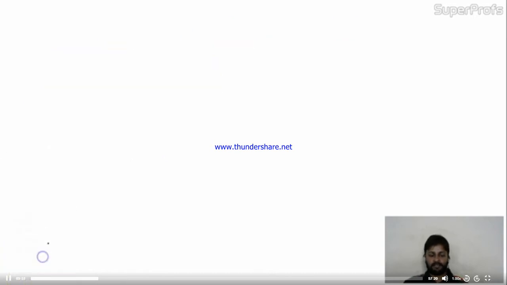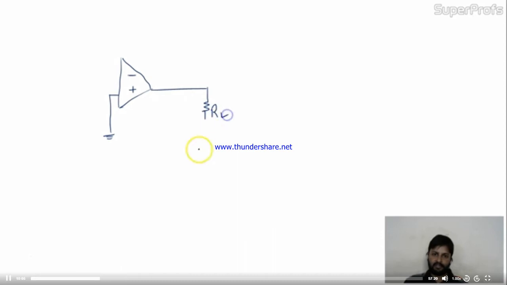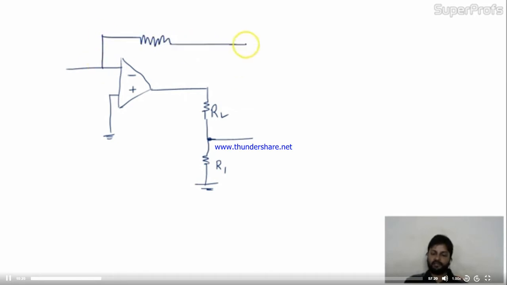Let's come to the next part, and the next part is given here. The OPAMP circuit, minus plus, this one is grounded over here. The load resistor RL, and this is R1, grounded, and at this point they have taken the feedback. This is the feedback resistor RF. Perfectly fine. This is IS plus minus.